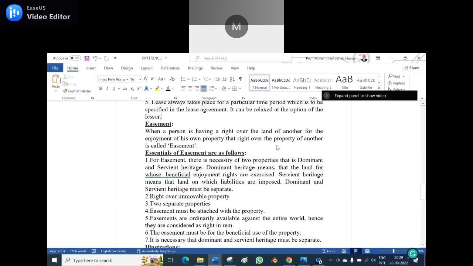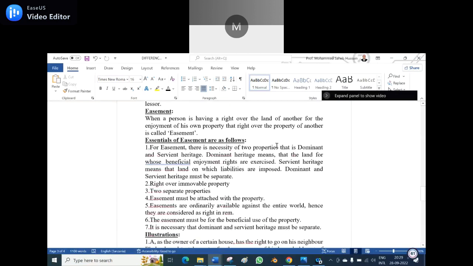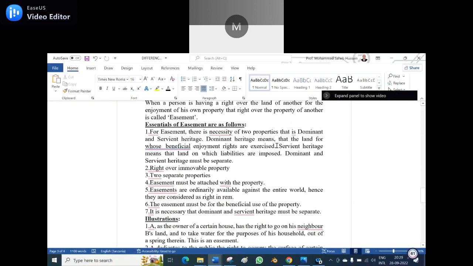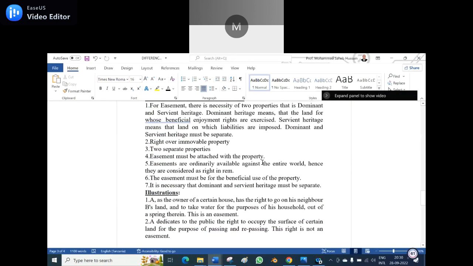He enjoys the property, even though the property doesn't belong to him. To enjoy his own property, he has to use the property of somebody else. And hence we can say dominant heritage and servient heritage. The essentials of the easement are as follows. Number one, for easement, there is a necessity of two parties, that is a dominant and servient heritage. A dominant heritage means the land for whose beneficial enjoyment rights are exercised. Servient heritage means the land on which liabilities are imposed. Dominant and servient heritage must be separate.